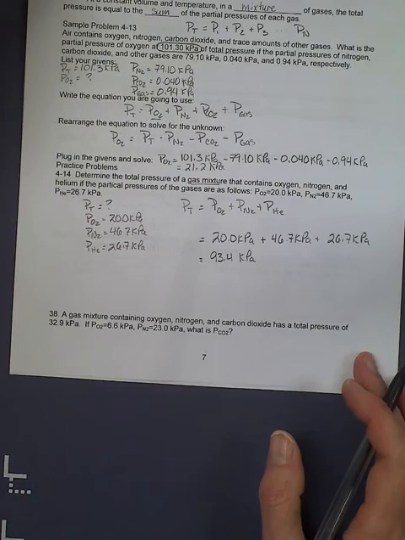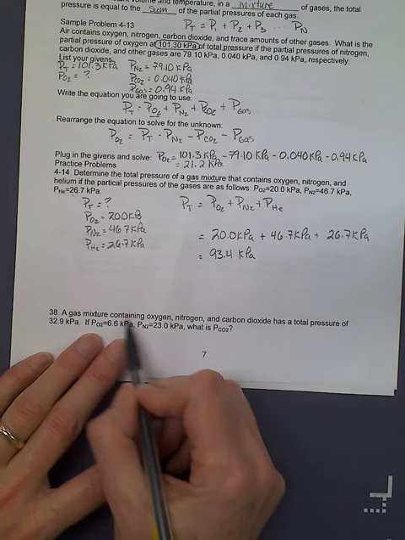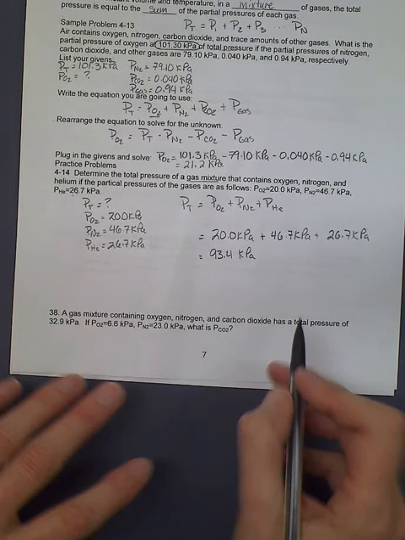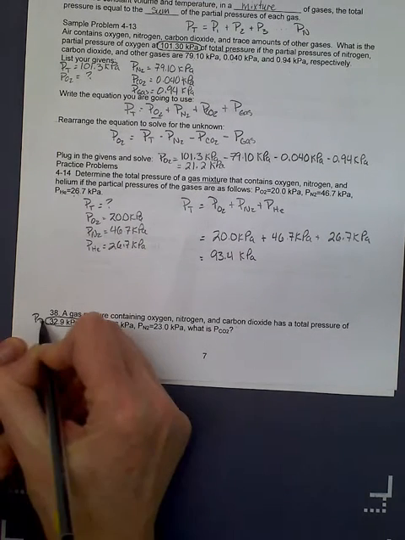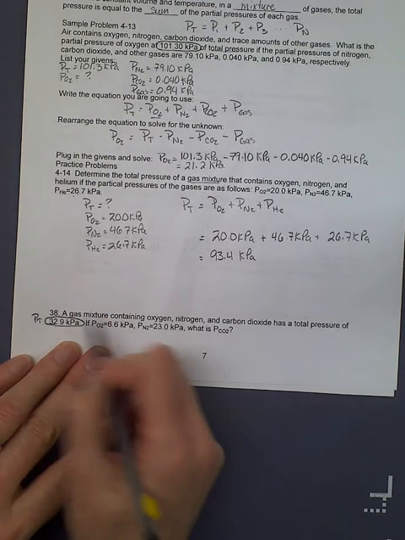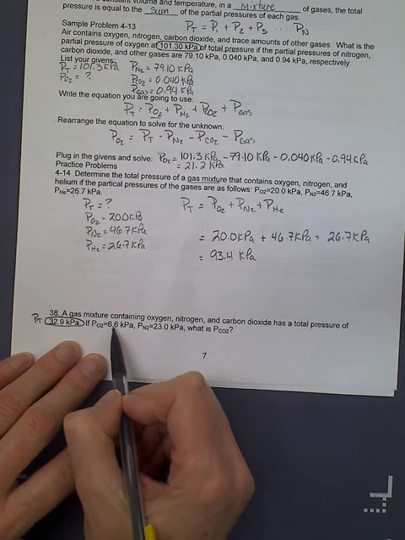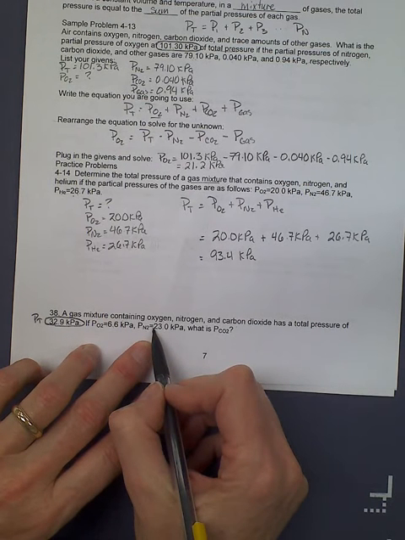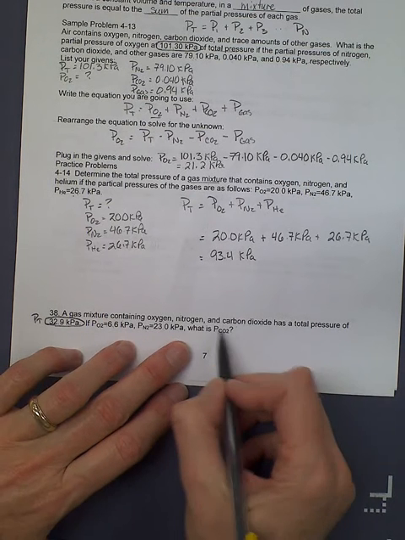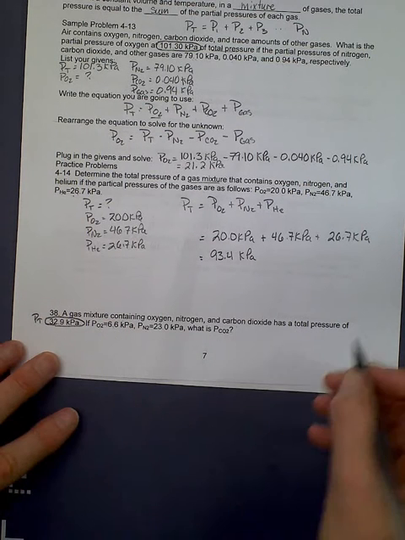Okay, so let's try another one. A gas mixture containing oxygen, nitrogen, and carbon dioxide has a total pressure, so there's our PT, of 32.9 kilopascals, if PO2 is equal to 6.6 kilopascals, PN2 is equal to 23.0 kilopascals. What is PCO2? Alright, so we've got our givens right here.